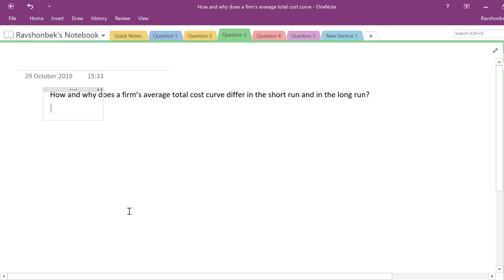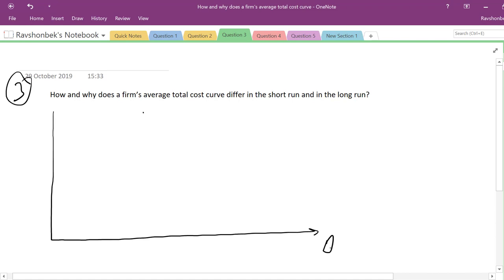All right, so this is the third question here, question number 3. Now, how and why does a firm's average total cost curve differ in the short run and in the long run? Now, to understand this, we really need to draw them. This is the quantity. This is cost. Could be in pounds, or quantity could be in thousands of units.